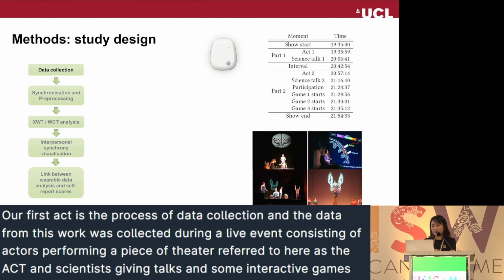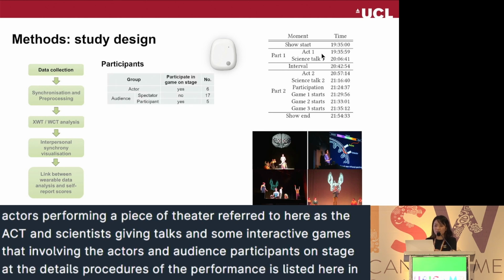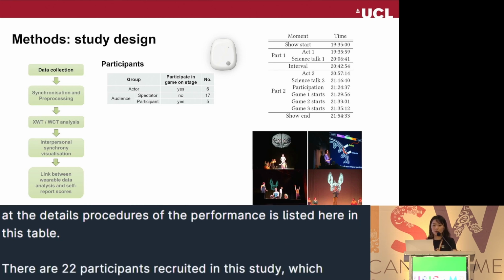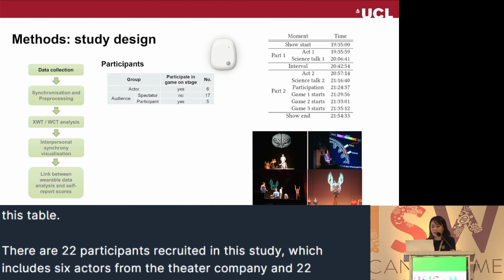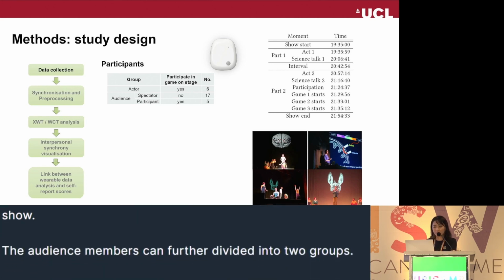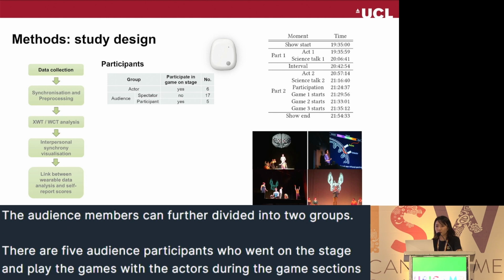The detailed procedures of the performance are listed here in this table. There are 22 participants recruited in this study, which includes 6 actors from the Flute Theatre company and 22 audience members who bought tickets to watch the show. The audience members can be further divided into 2 groups. There are 5 audience participants who went on the stage and played the games with the actors during the game sections, and the remaining 17 audience spectators who remained seated throughout the performance.